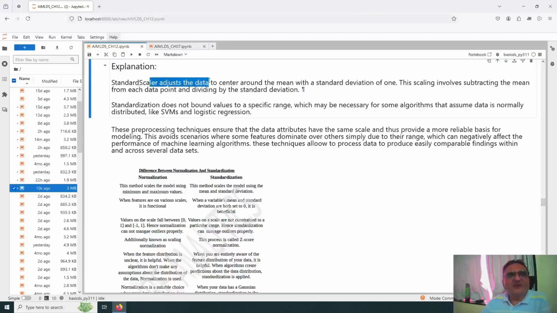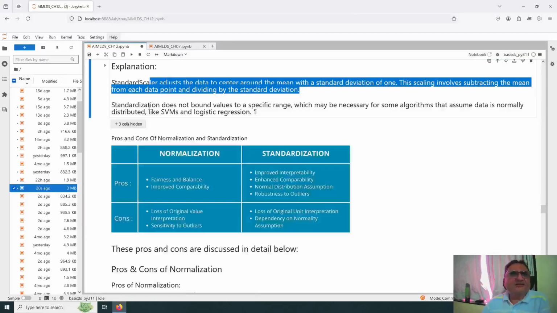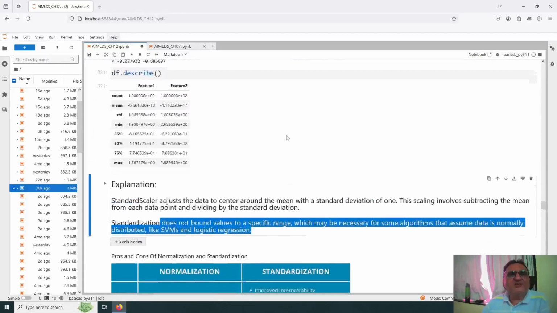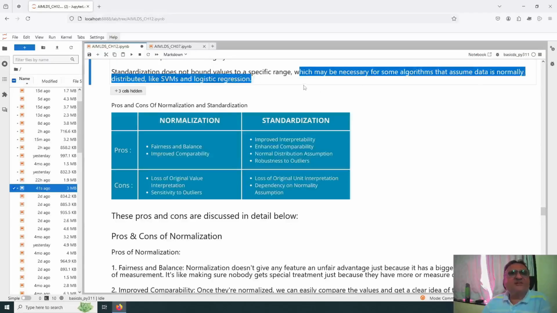Standard scaler, this we have already done, but still once again, standard scaler adjusts the data to center around mean with standard deviation of 1. Then standardization does not bound values to a specific range, which I also told you may be necessary for some algorithms that assume data is normally distributed, like SVM or logistic regression.